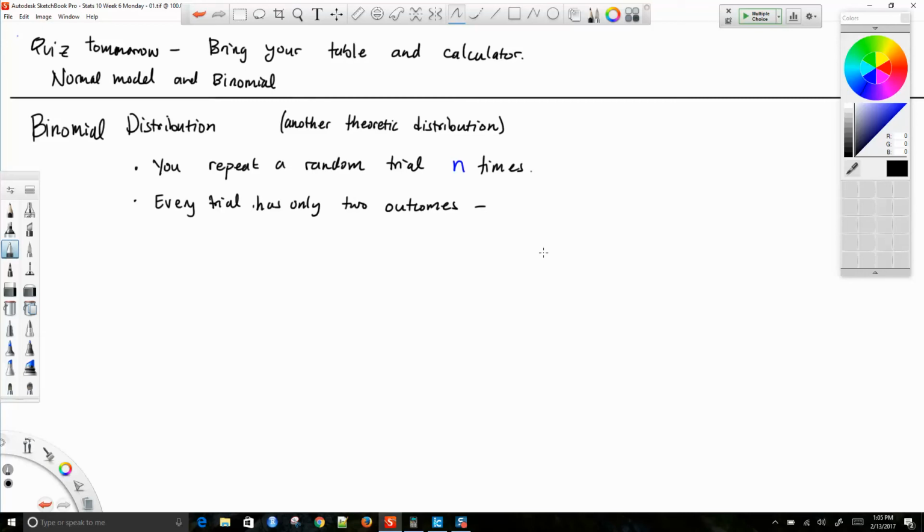In English, we associate success with a good thing and failure with a bad thing. But these are just arbitrary labels. It should really just be something happened or it didn't happen, okay? But we call them success and failure. Success meaning something in particular happened, versus quote-unquote failure, which is that thing did not happen.